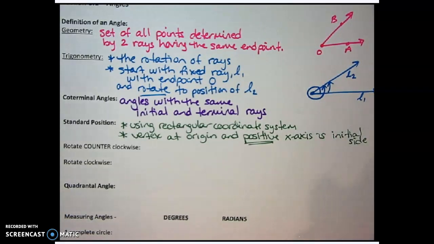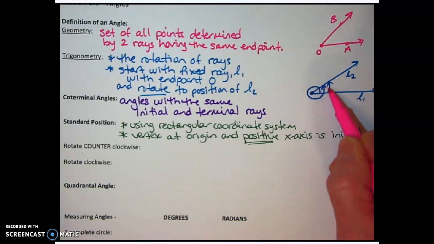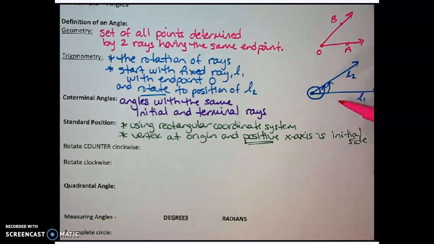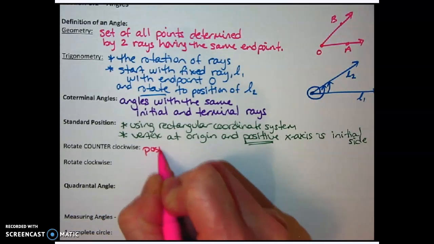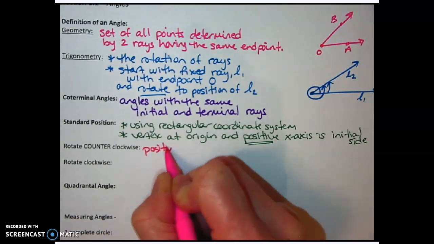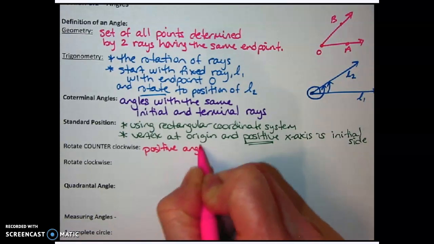Standard position simply means we're using the rectangular coordinate system, and our vertex is at the origin. Though I didn't draw a coordinate system on these, this would be kind of like where the origin would be, and then the positive x-axis would be the initial side. If we rotate counterclockwise, as you notice on both of these angles showing the trigonometric definition, in other words the opposite way that a clock would go, that gives us a positive angle. And if we rotate in the clockwise direction, we're going to get a negative angle.